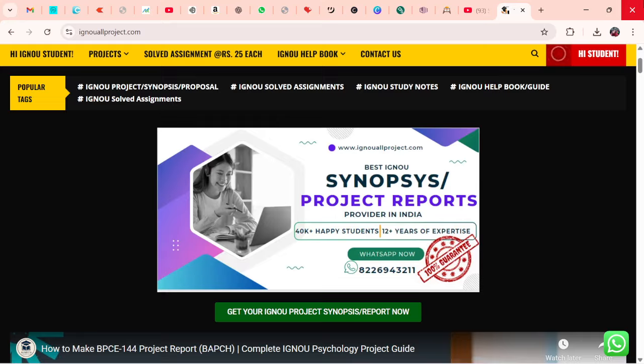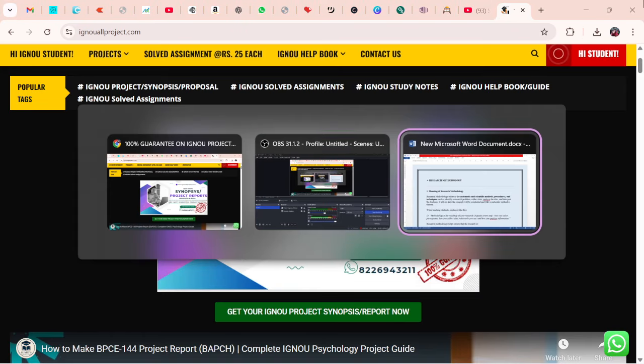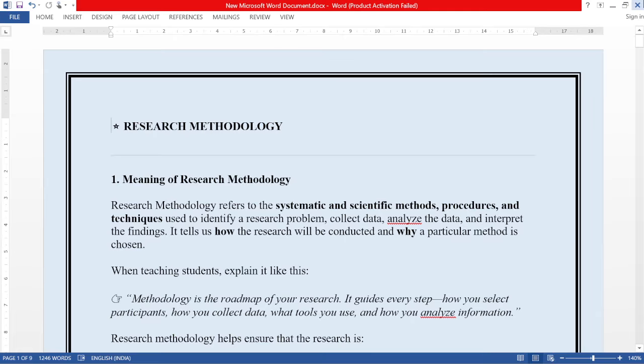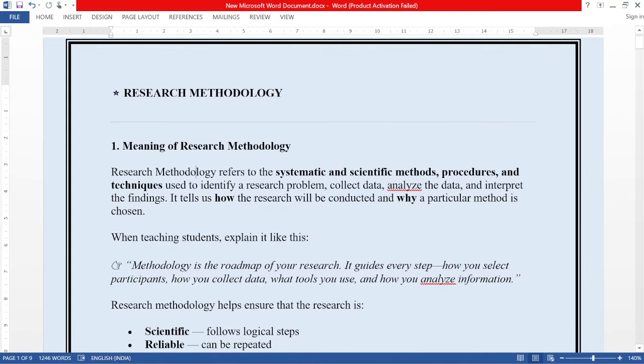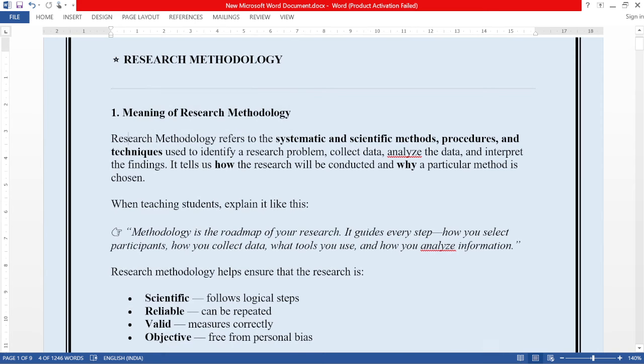So let's get started. What exactly is research methodology? So I am taking you to the notes I have made for you to make you understand each and everything. Now let's begin from the very beginning. Meaning of research methodology. What is research methodology? If you have gone through the guidelines of your project report, you must have seen that there is a particular chapter for research methodology. So let's understand what it is.